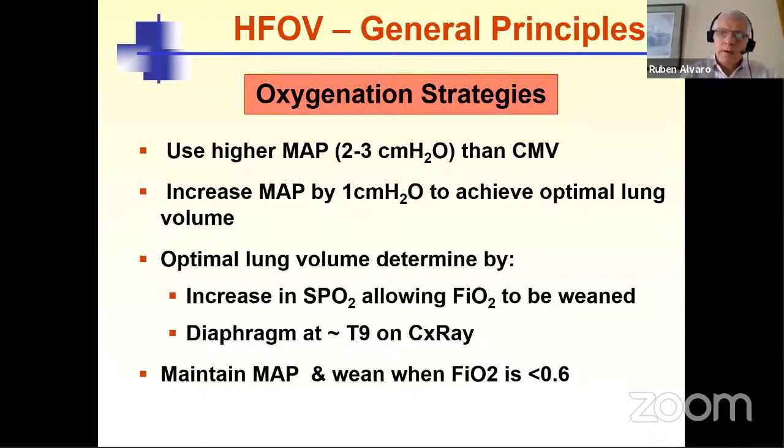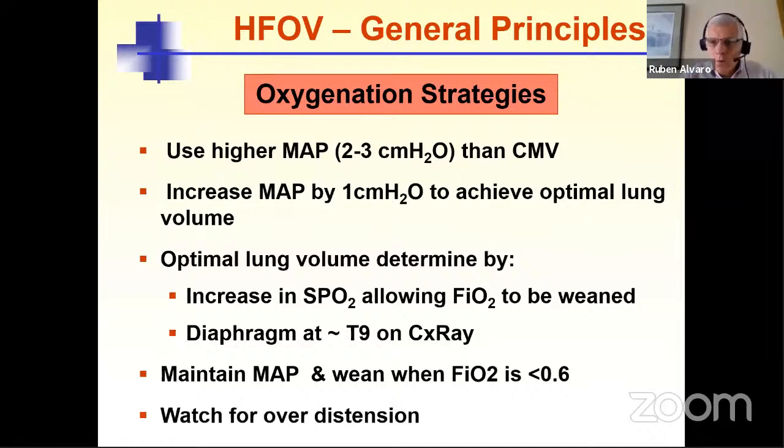So you should work on the mean airway pressure going up slowly by 1 until you see the FiO2 dropping below 60%. And always, always watch for overdistension. Why I say that is because as you start going up on the mean airway pressure, you are also changing the compliance curve. So when you achieve an optimal lung volume with, let's say, a mean airway pressure of 16 or 17, most likely that's not the pressure that you're going to need after that. That's the pressure you need to open up the lungs and move the compliance curve to the left. But as you achieve that lung volume, if you keep that pressure the same, you're going to cause overdistension.